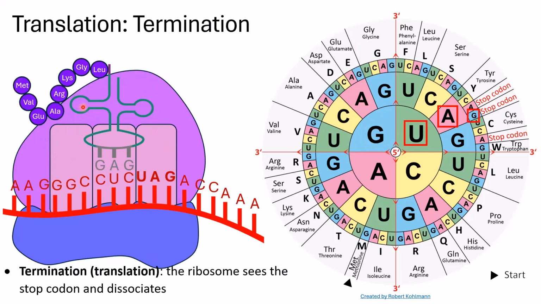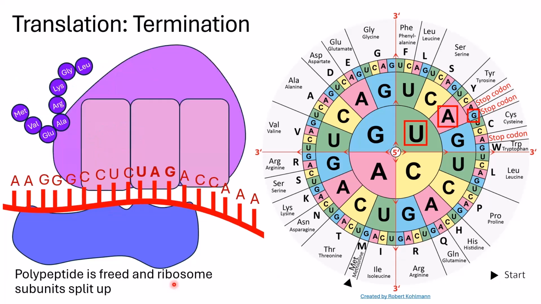Eventually, a stop codon will appear. In this case, the stop codon is UAG. Once the stop codon appears in the A site, the ribosome will recognize it and proceed to dissociate or break apart. This releases the polypeptide chain, while the ribosome subunits split apart.